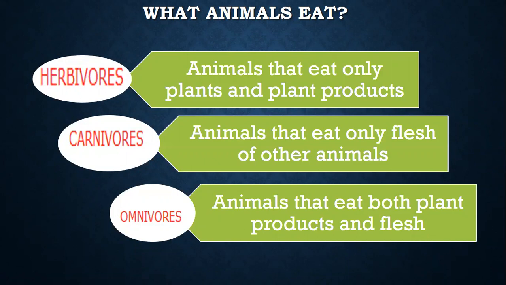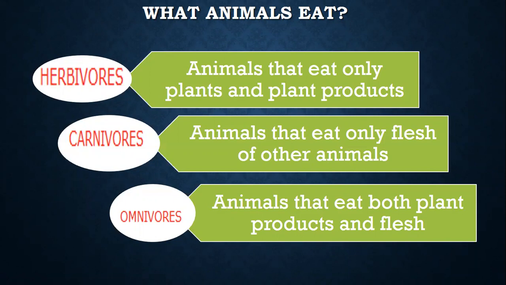Next is omnivores. Animals that eat both plant products and the flesh of other animals are called omnivores. Humans, rats, and crows are all examples of omnivores. Omnivores have different types of teeth that help them to eat both plants and the flesh of other animals.